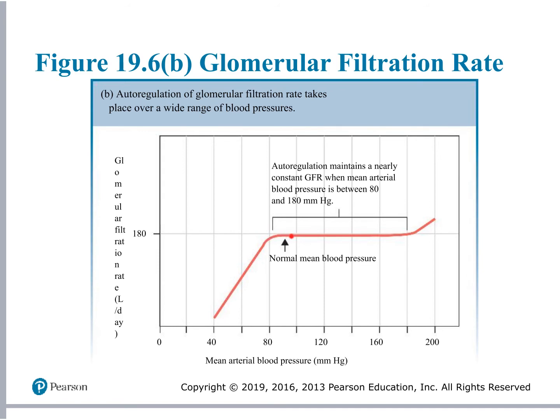So between 80 and 180, as long as your mean arterial pressure, your MAP, stays within that, then the filtration rate stays the same. However, if the blood pressure gets too high and the mean arterial pressure gets above 180, then the filtration rate will go up. Or if your mean arterial pressure drops below 80, then your filtration rate will drop as well.